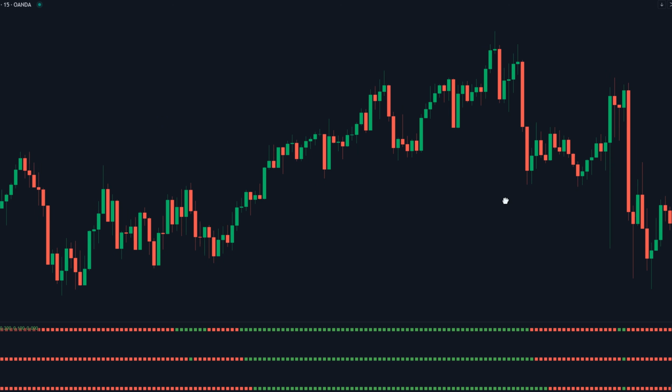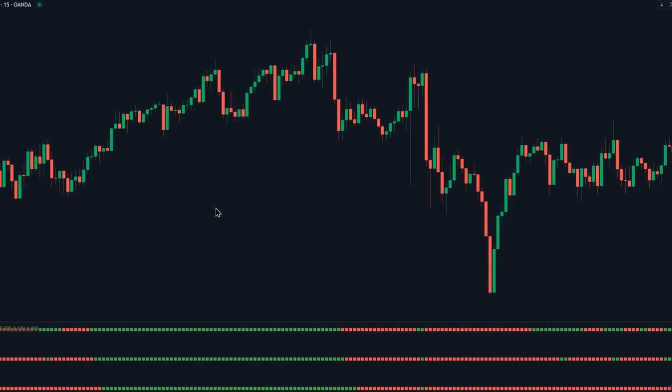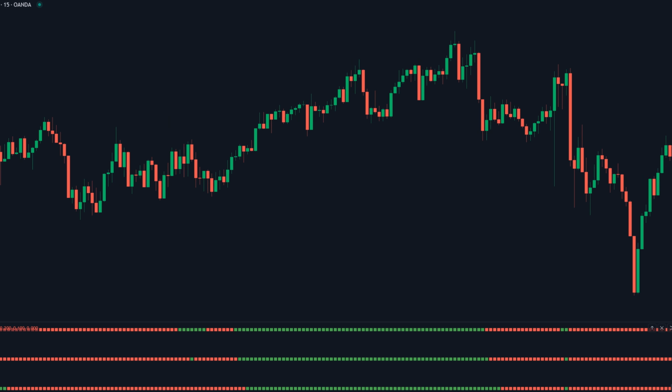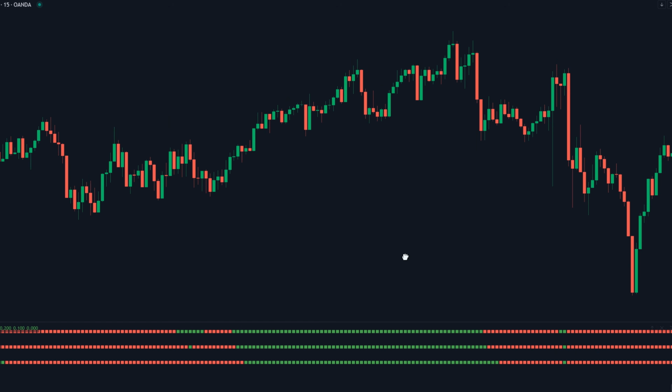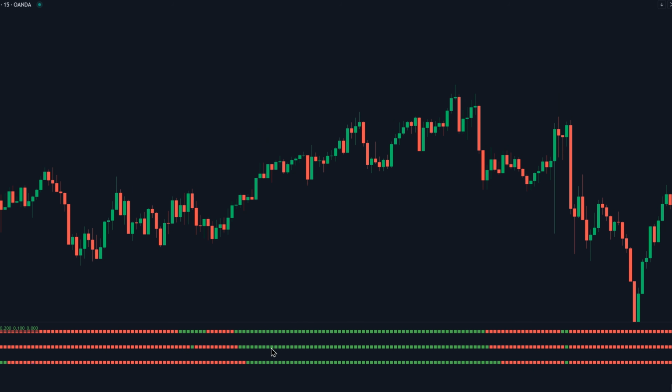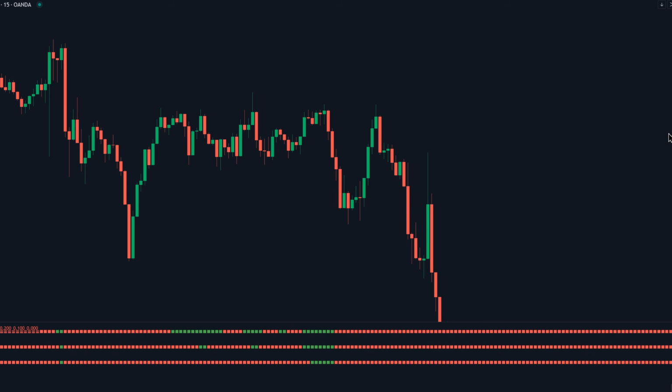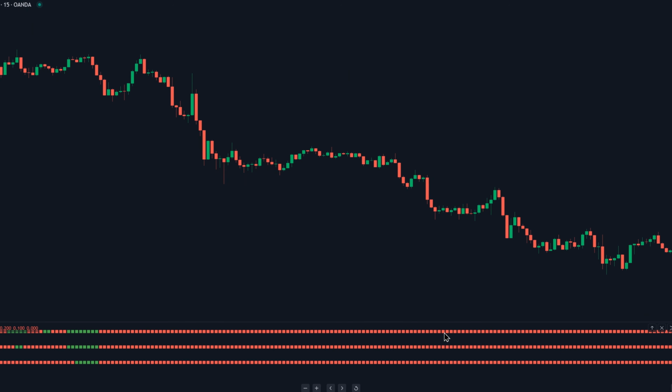Now, to use this indicator to filter out the trend, we would need all of these 3 rows to be of the same color. For example, for a bullish trend, we would need all of these 3 rows to be colored green. On the other hand, for a bearish trend, we would need all of these 3 rows to be colored red. Next, let's add one more indicator to the chart so we can craft a simple trading strategy.